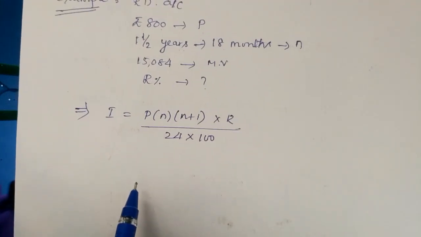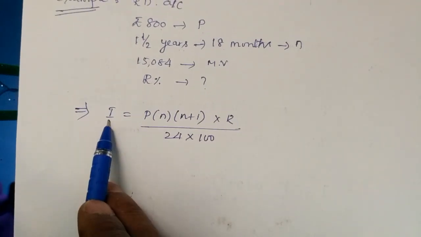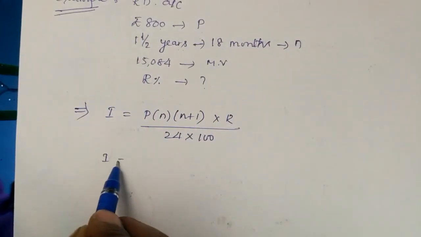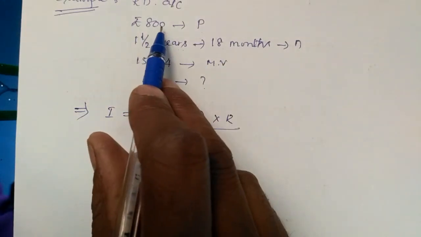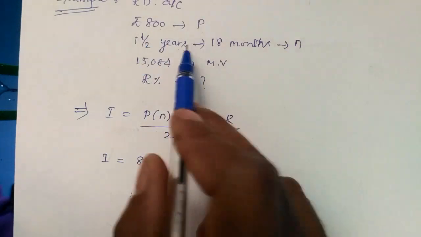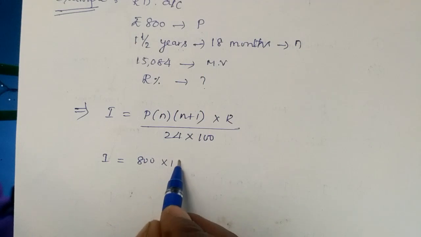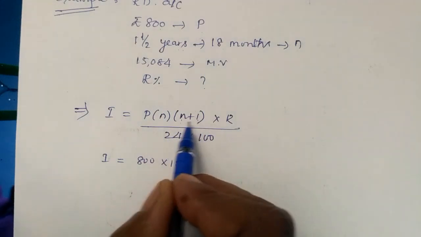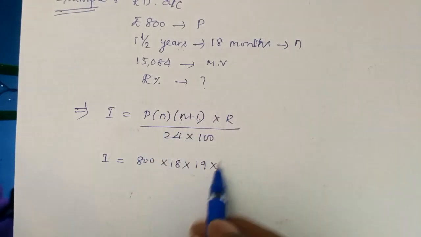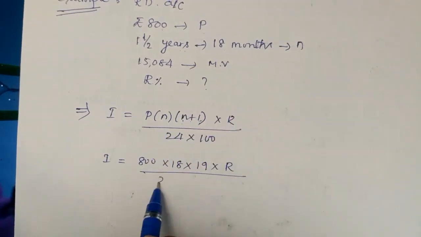Which values are given? Let us substitute. What is I? I is interest. Is interest written anywhere? No. Write I only. P is monthly installment, so look here, 800. Next, N is number of months. Number of months is 18, into N plus 1. What is N plus 1? 18 plus 1, it is 19. Into R. R is to be found out. R, whole divided by 24 into 100.